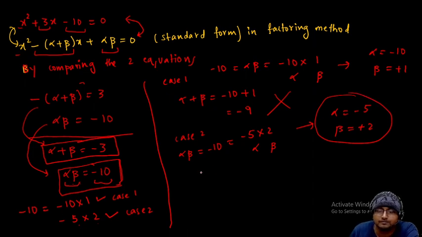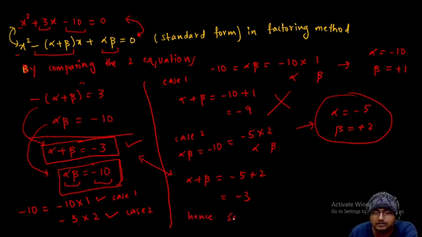Let us find what alpha plus beta will become. Alpha plus beta equal to minus 5 plus 2. What will it be? Minus 5 plus 2, minus 3. So it is satisfied, alpha plus beta equal to minus 3 is satisfied, because we want that only, right? We want alpha plus beta equal to minus 3 and alpha beta equal to minus 10.